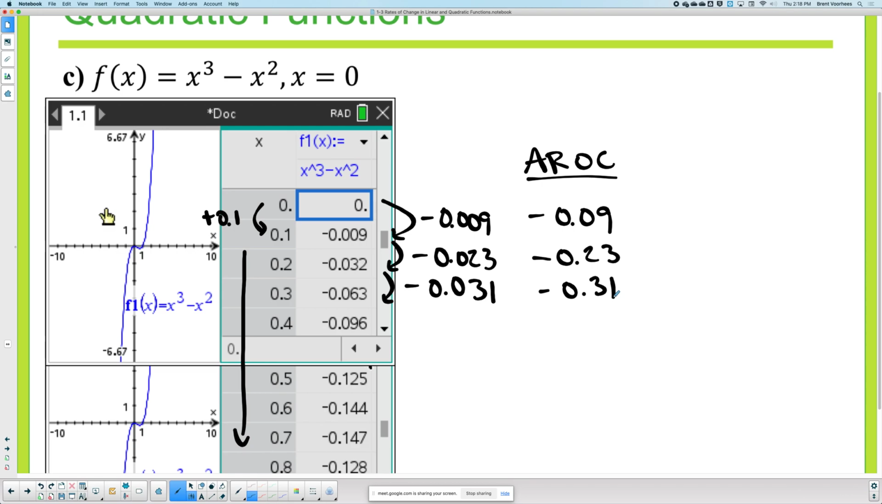Okay, only a few more here. Once I get a value that I want to get, I'll stop in a second. Okay, from negative 0.063 to negative 0.096. Y'all had no idea how much mental math you were going to have to come into here. Negative 0.033, which is negative 0.33 for your A-rock.